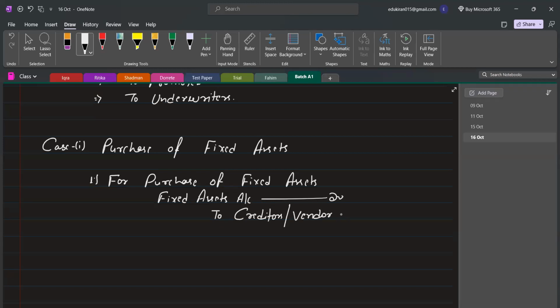Vendor means seller. Okay. So this is our entry when we purchase fixed assets on credit basis. Now, if we have purchased it on credit basis, now we have to issue share to them. So for issue of share to vendor.